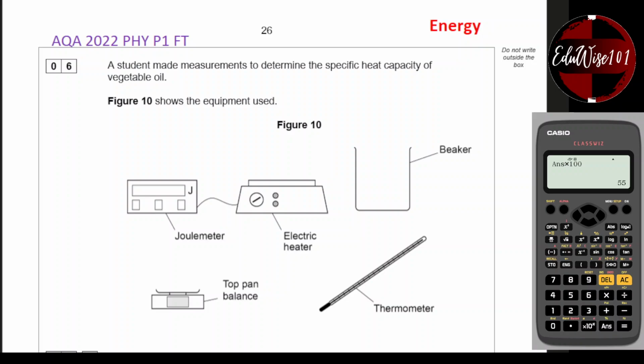In this video, I'm going to go through question number 6 from the AQA 2022 Physics Paper 1 Foundation tier. This question is on the topic of energy. A student made measurements to determine the specific heat capacity of vegetable oil. Figure 10 shows the equipment used.